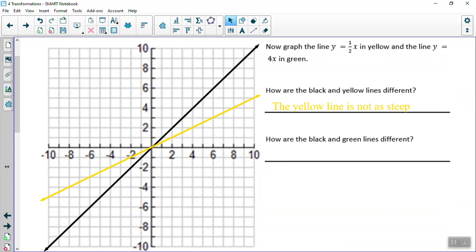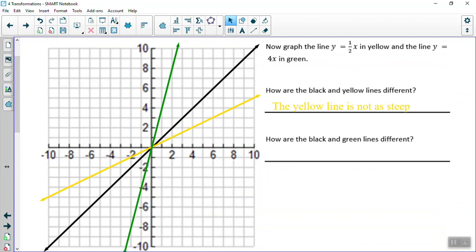All right, now let's graph the line y equals 4x. So this time I have a slope of 4. Again, no y-intercept. So I'm going to start at 0, and to graph a slope of 4, I'm going to go up 4 over 1. Do it again, up 4 over 1. Draw my line in. All right, so now how are the black and green lines different?